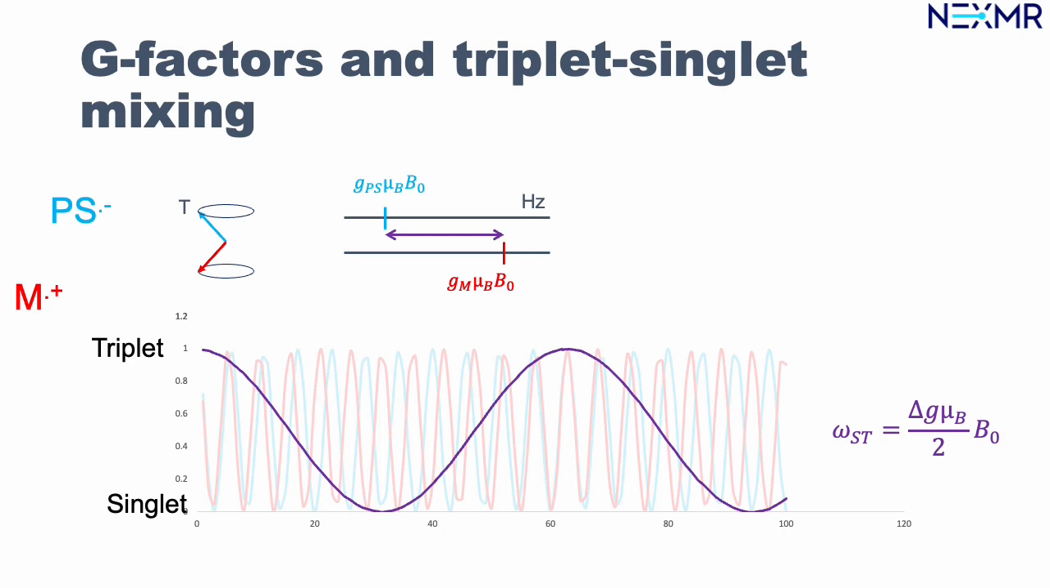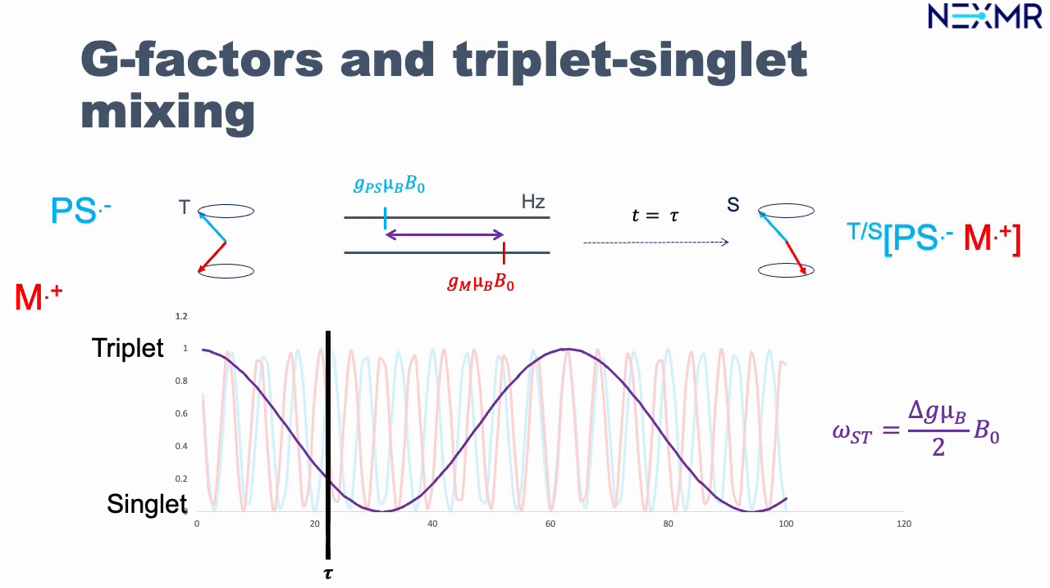The frequency at which they mix between triplet and singlet state depends on the difference between their two magnetic moments, so the delta g, and the static magnetic field B0. The two radicals can meet after a time tau, and the probability for them to be in a singlet state depends on the frequency of singlet-triplet mixing, so omega_ST, times this delay tau.